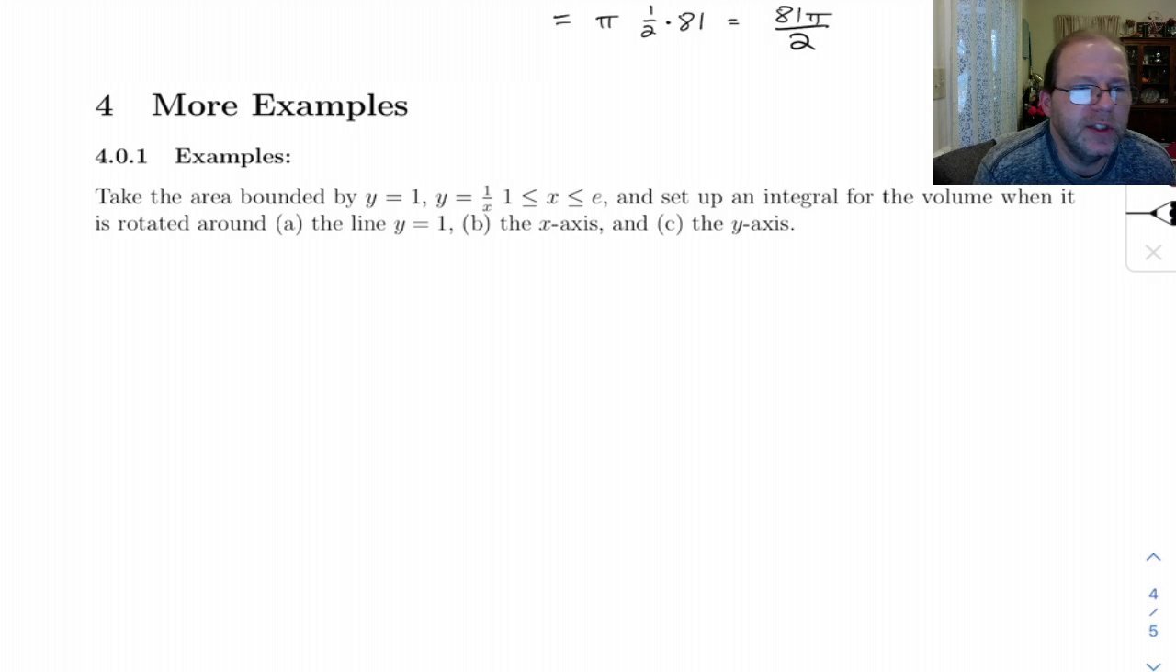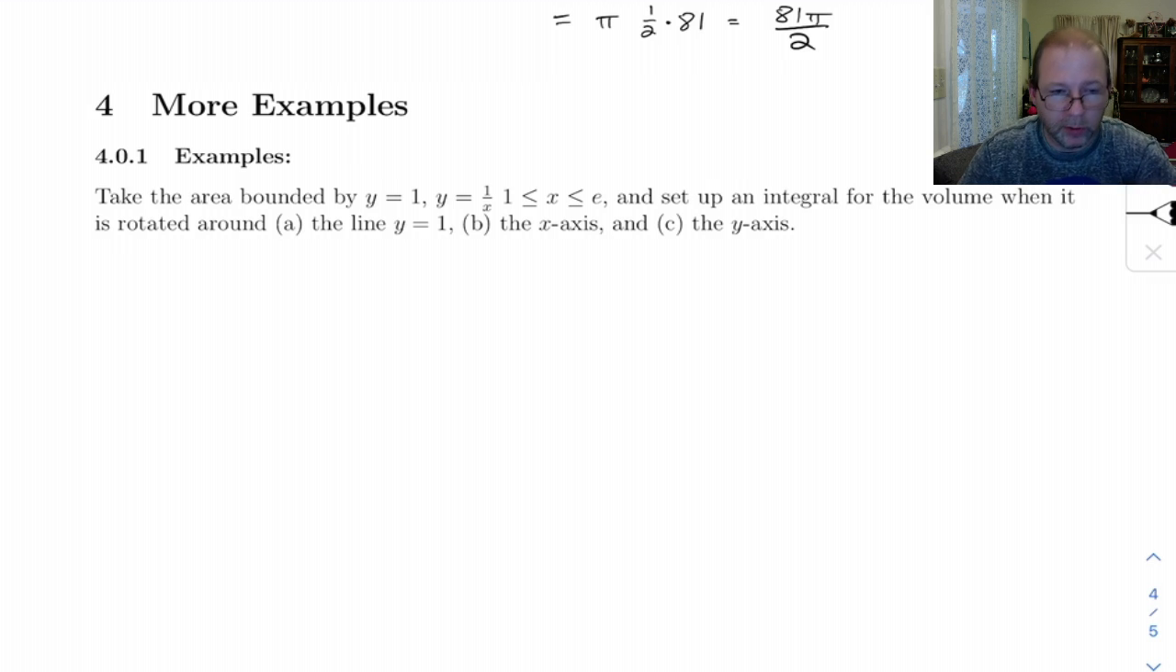Let's do these last few examples. They all involve the same area, but we're rotating that area around three different things: the line y equals 1, the x-axis, and the y-axis. So let's graph this out. We've got y equals 1, y equals 1 over x, and x goes from 1 to e.